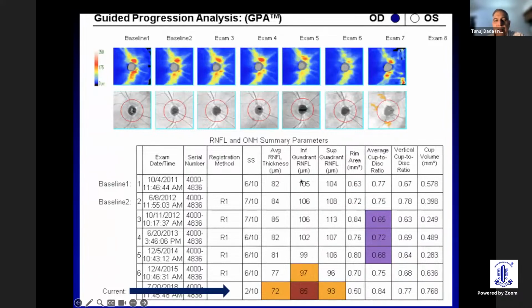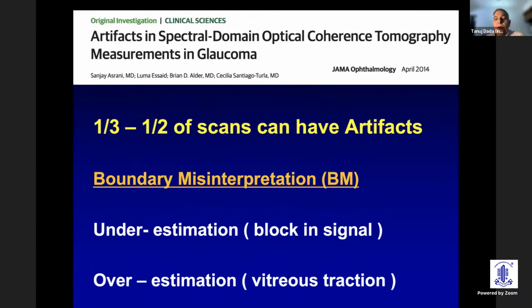The RNFL dropped from 105 micron to 85 micron, but this is due to poor signal strength dropping from 7 on 10 to 2 on 10. So unless you do cataract surgery and establish a new baseline, this is a false progression due to development of cataract. Very important artifact on the OCT.